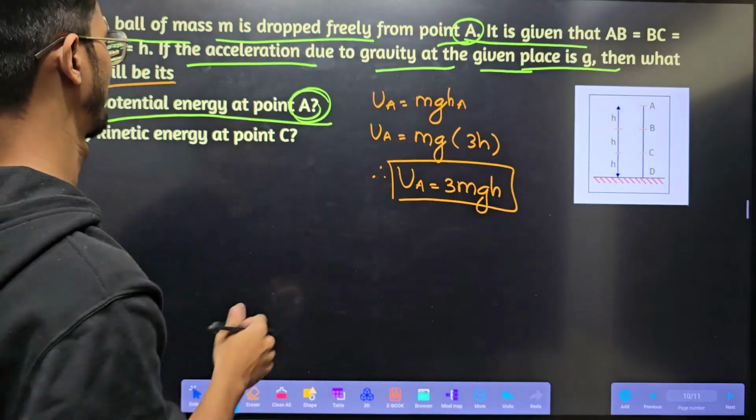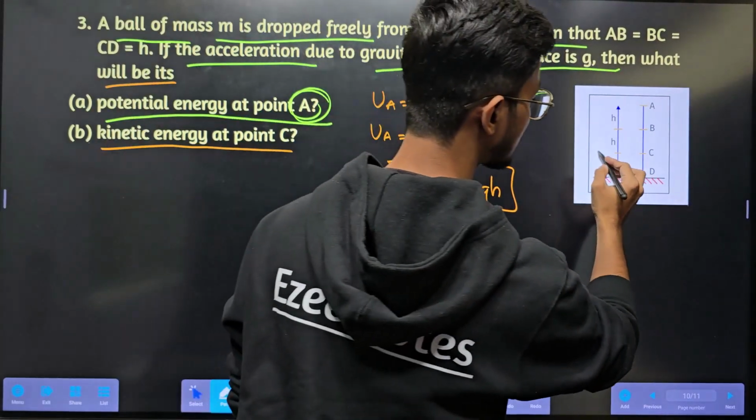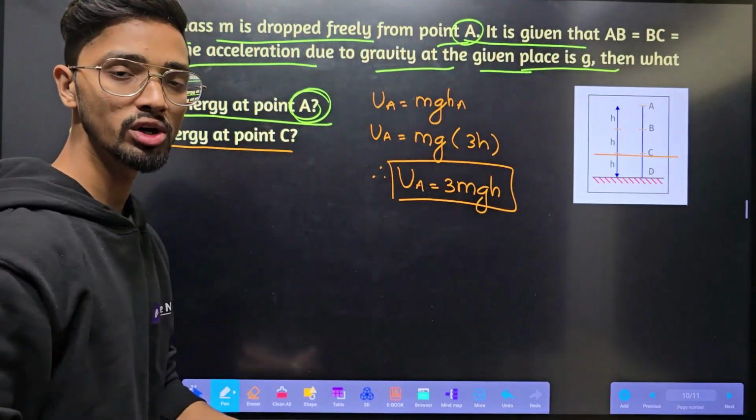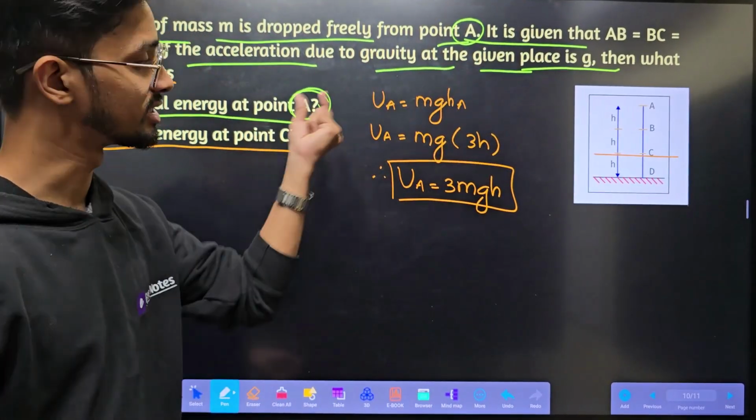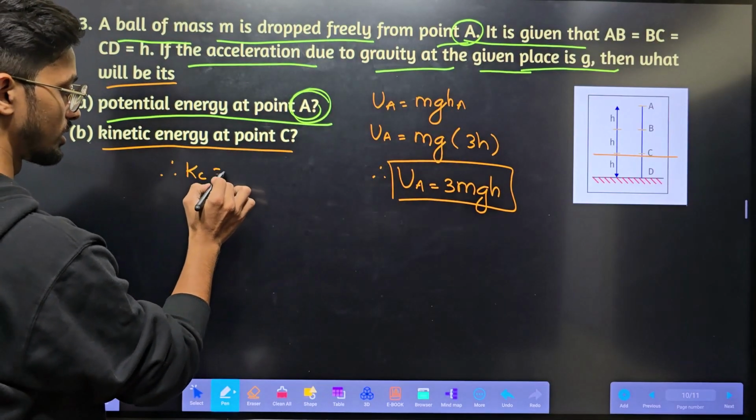Okay. Next, kinetic energy at point C. Point C is somewhere in between, not at the lowest point. So we can't say that kinetic energy at C will be equal to that at A. So kinetic energy at C we need to calculate.